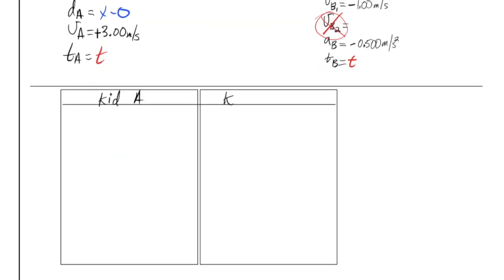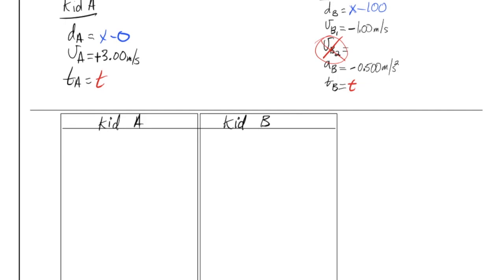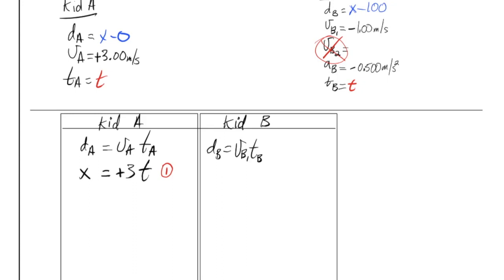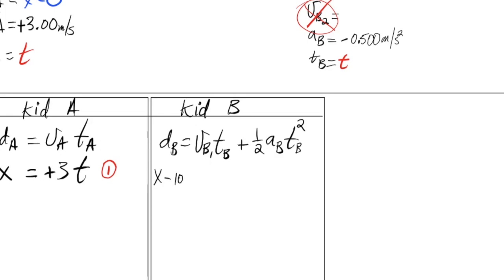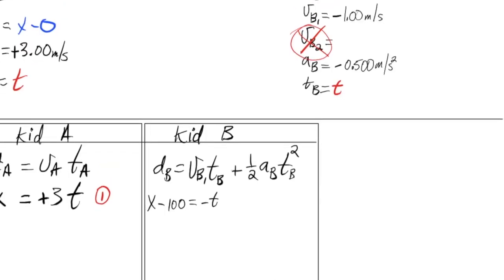Now time to make the formulas. Starting with kid A first, kid A is going at a constant rate, so that's going to be dA is equal to VA times TA. dA is equal to x, VA is positive 3, TA is equal to T. That's our equation 1. Kid B, dB is equal to VB1 times TB plus 1/2 AB TB squared. So x minus 100 is equal to negative 1 times T minus 1/2 negative 0.5 T squared. I made a small mistake. That's supposed to be a plus sign there.